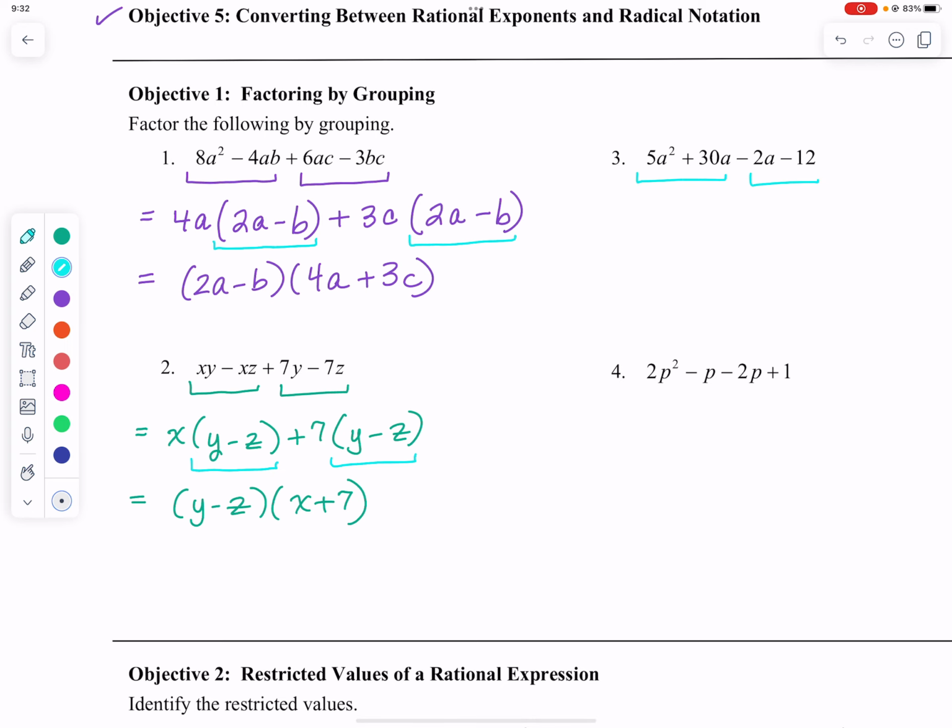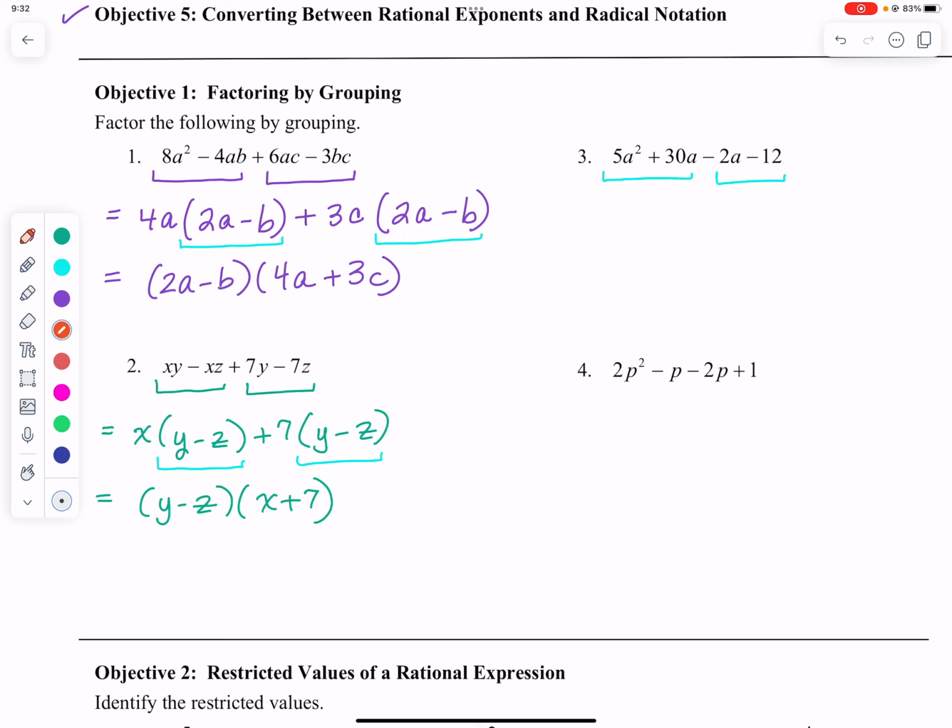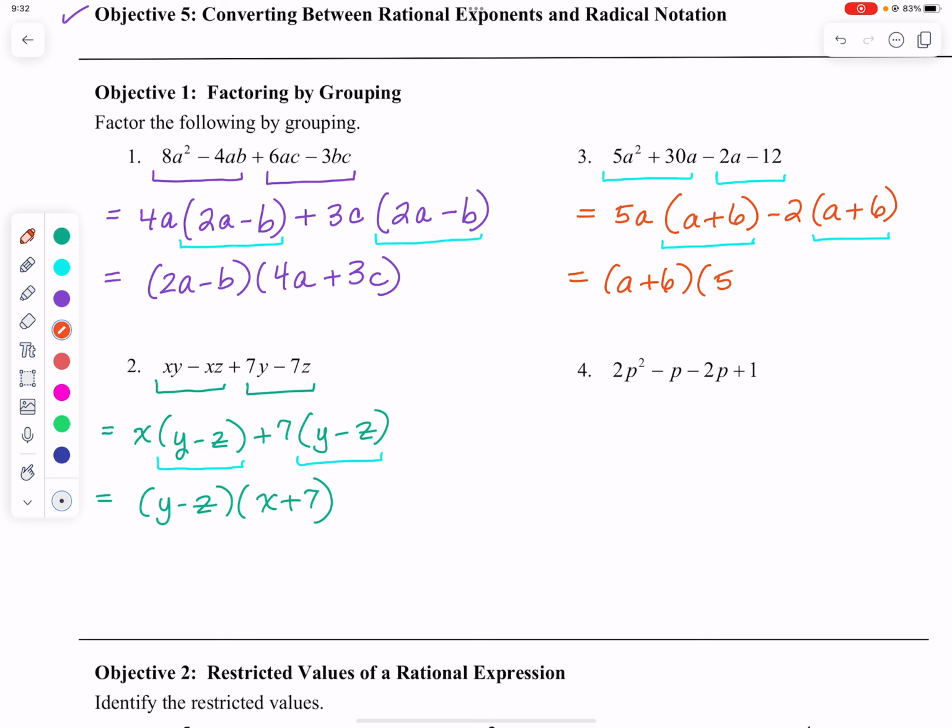First two terms, second two terms. And we have a 5 and an a in common and an a plus 6. We'll take a negative 2 out and we'll have an a plus 6. So if you need to check this, go ahead. Negative 2a minus 12. Now, as you can see, we have those two terms in common. So now we will factor an a plus 6 out, and we're left with a 5a minus 2.